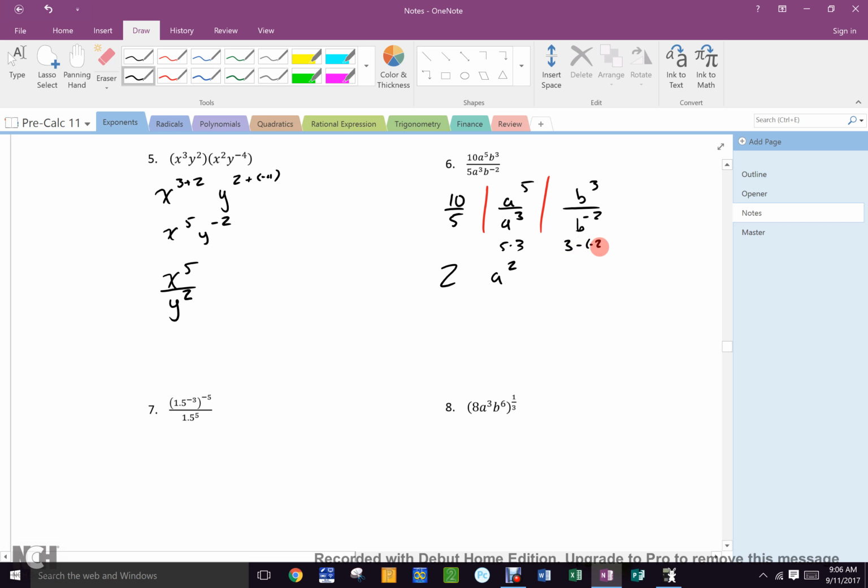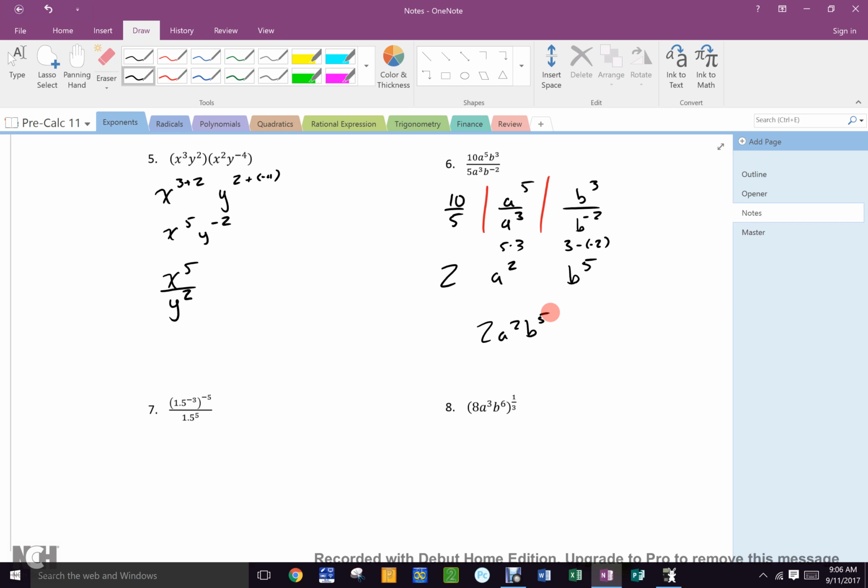Subtract 3 minus 2 is what? 5. B to the 5th. Any negative exponents there? So do I have to move anything? So the final answer is 2a squared b to the 5th. Right? All done in our heads, no problem.